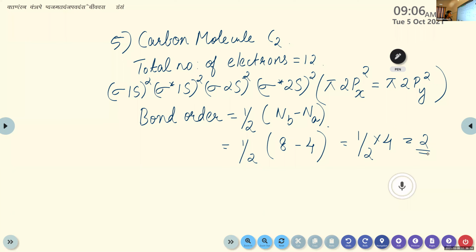So what about the type of bond that exists between these two carbon atoms? Double bond, right? Double bond. Because the bond order value is 2, that's why it is double bond. Then what about the magnetic nature? Paramagnetic or diamagnetic? Diamagnetic, because no unpaired electron.